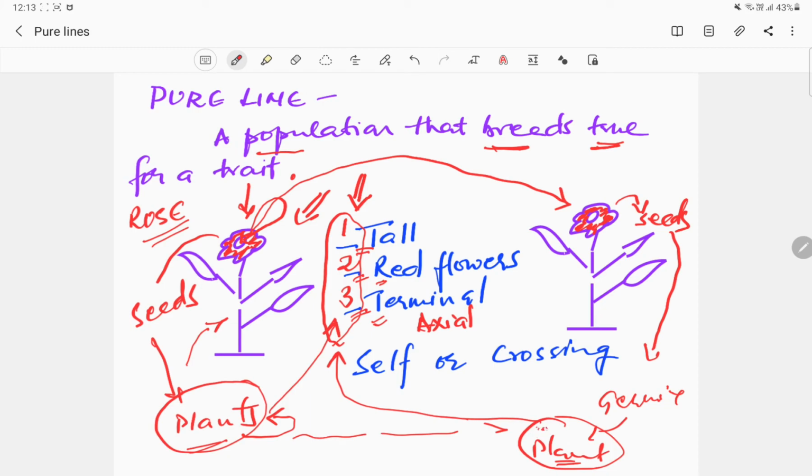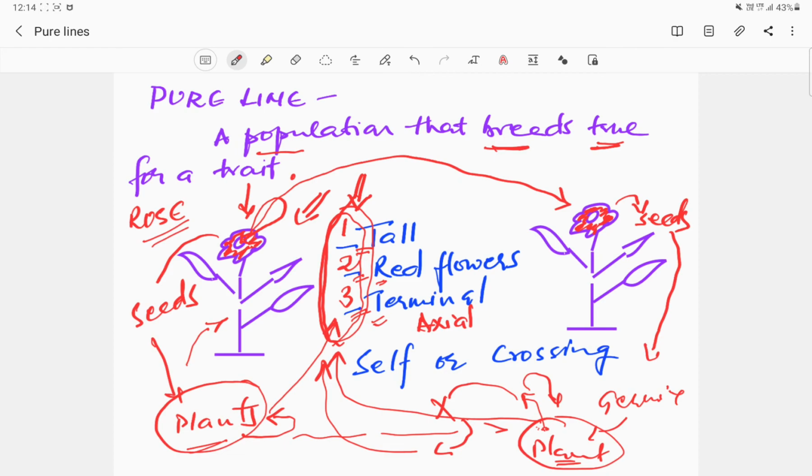And even when these offsprings grow up, whether they are self-fertilized or cross-fertilized, it doesn't matter how the fertilization takes place, if the end result is the retention of the same original characteristics in the population, we say that a pure line has been formed or a pure line exists. Now, this pure line is extremely important in genetic experiments. And how are these pure lines made?